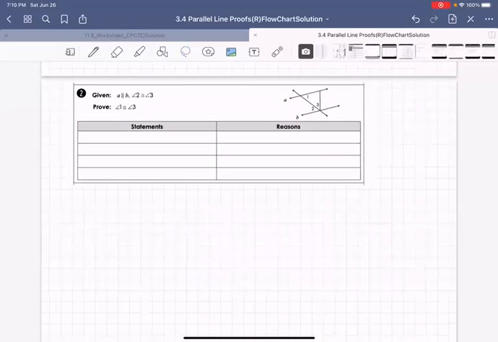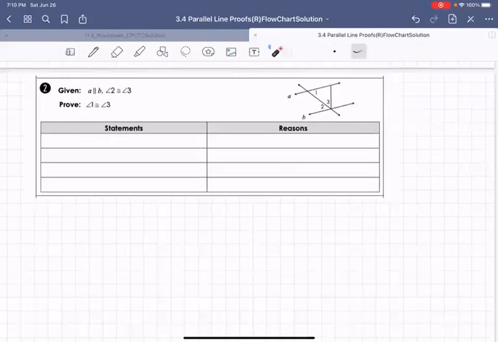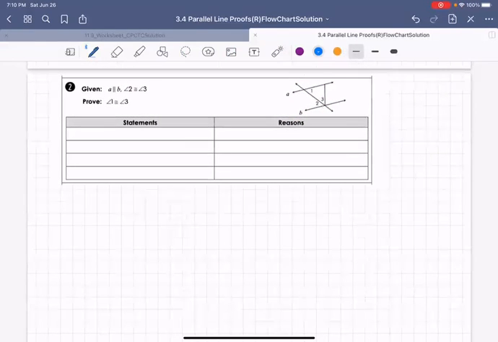Number 2. Alan, let's go ahead and do number 2. This time, I want you to do the flow chart first, and then we can copy and paste to put this back, okay? Okay. Let's go ahead, starting from the given condition.